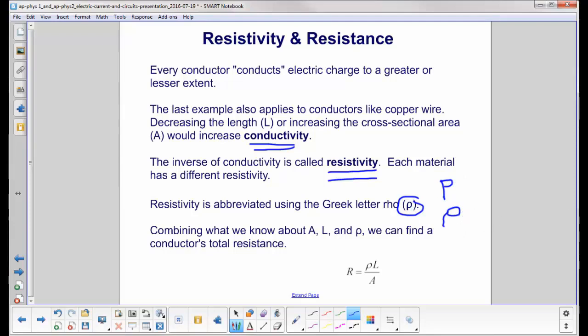We now combine everything we learned. Resistance of a conductor is resistivity, the greater the resistivity, the greater resistance, times length of the conductor, greater length, more resistance, divided by, or inversely proportional to, the cross-sectional area. The bigger the cross-sectional area, the smaller the resistance.